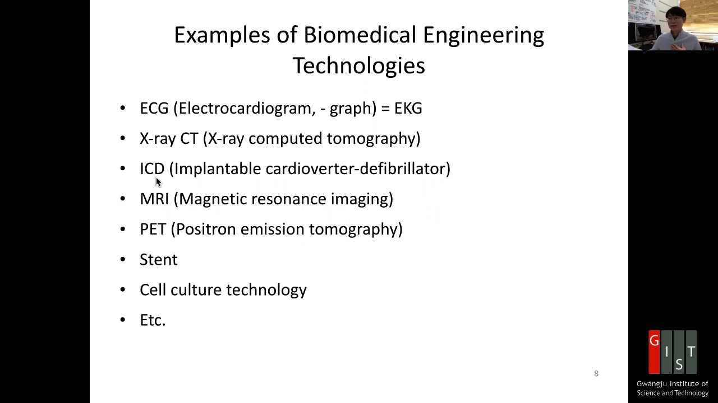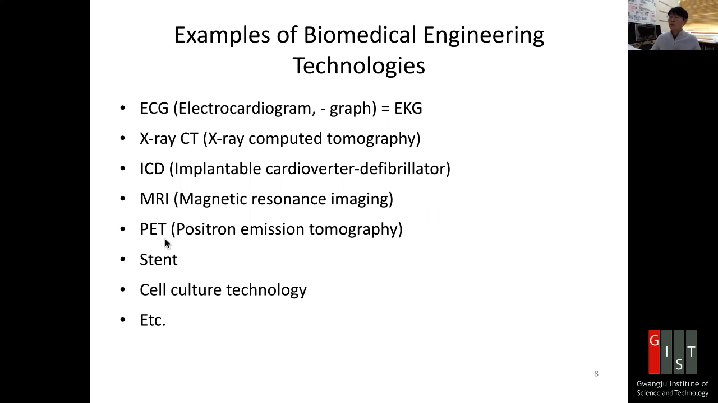And the third is ICD, implantable cardioverter defibrillator. This is an implantable device which listens to the aberrant signals of the heart when the patient is having a problem, then it can give a shock to recover the heart rhythm. So it can save people who have a heart rhythm problem. An MRI is magnetic resonance imaging, using a magnetic field to study inside the body as an image.